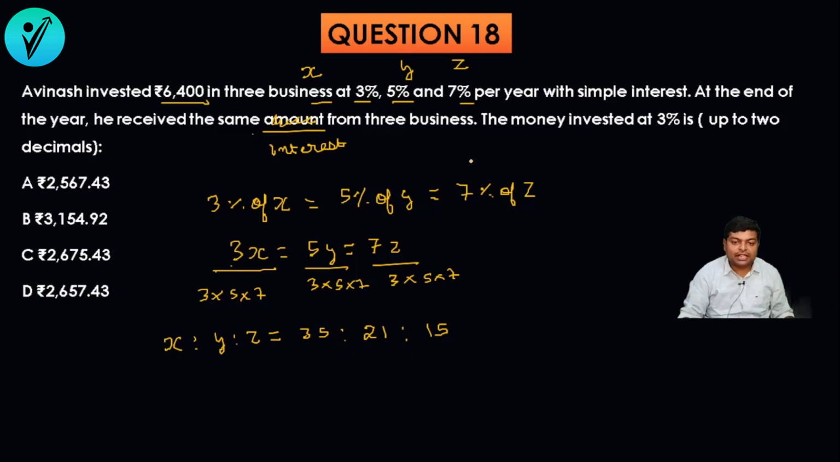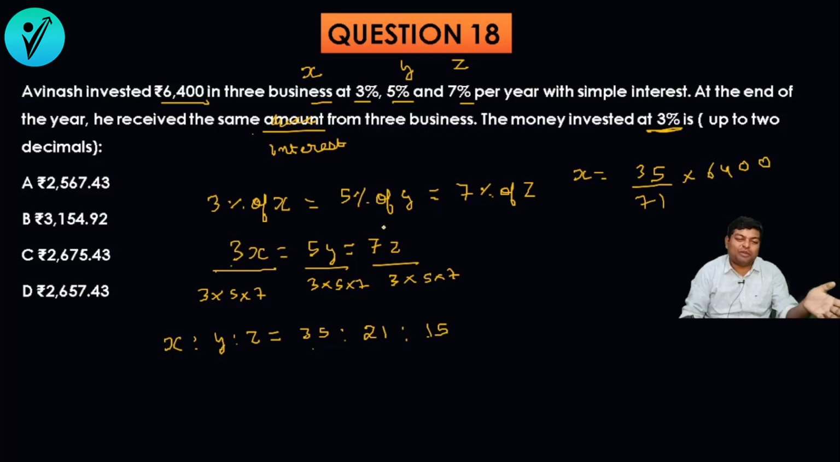So what do we have to get? The money invested at 3%, means we have to get the 35 part of the money. So what are the total parts? Total parts are 35 plus 15, which is 50, plus 21, 71 parts. So out of total 71 parts, what is the value of x? It's 35. So the value of x will be 35 by 71 parts of the total money.